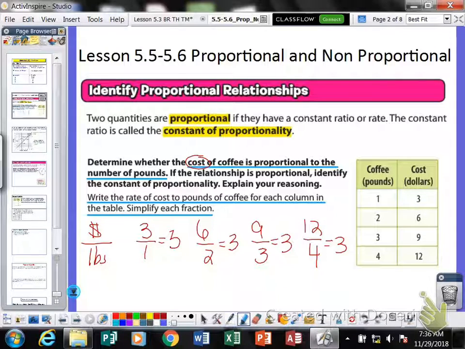So now we look. Is it a constant? Yes. $3 per pound, because we're taking cost divided by pounds.